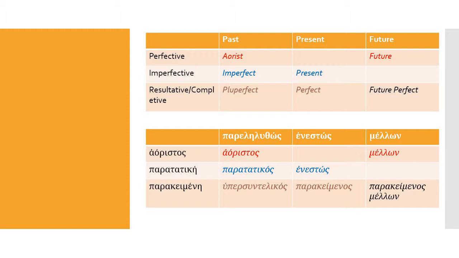And then the terminology down the bottom in Greek, so the time words up the top, paralelutos chronos, ho enestos chronos, ho melon chronos. And then down the left-hand side, the aspect terms, he aoristos opse, he paratatike opsis, he parikimene opsis. And then the forms in the middle. Aoristos, paratatikos, huperstontelikos, enestos, parakimenos, melon, and parakimenos melon.